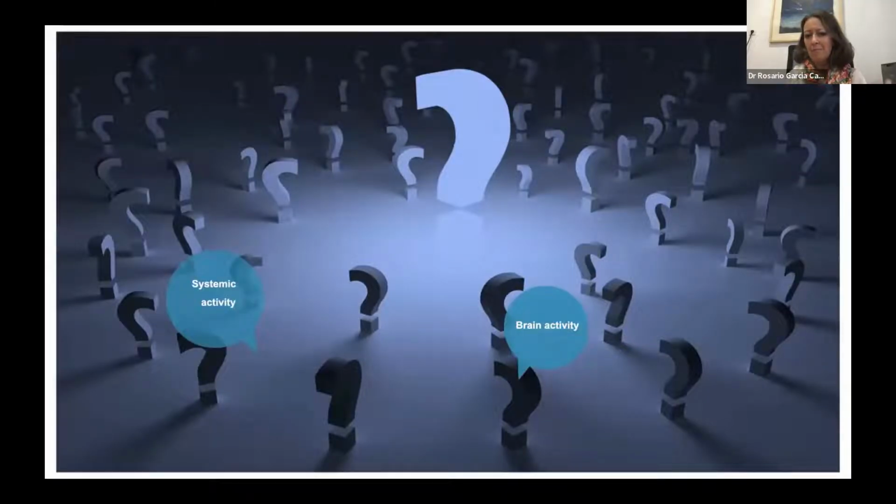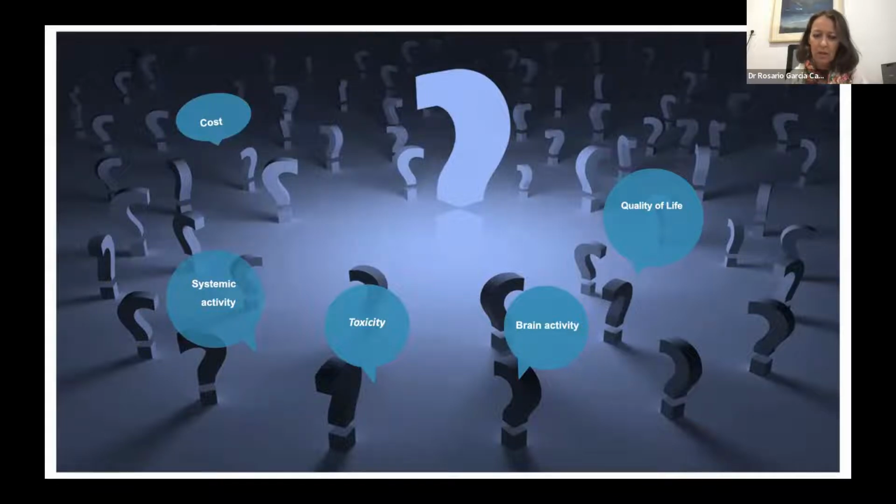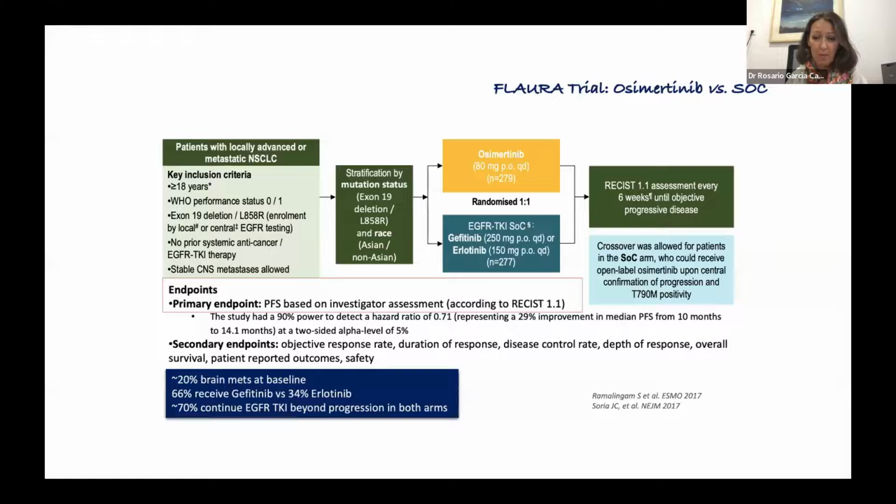So, what are the main aspects we base our decision on? Well, I think that all of us as medical oncologists really like evidence. When we decide on a specific treatment, we always look for activity in terms of systemic activity and brain activity, but we also take into account quality of life. We are talking about advanced non-small cell lung cancer patients. We are not curing the vast majority of this population, so quality of life matters. Toxicity is very related to quality of life. I don't know in your country, but in my country, cost is a relevant element for the decision.